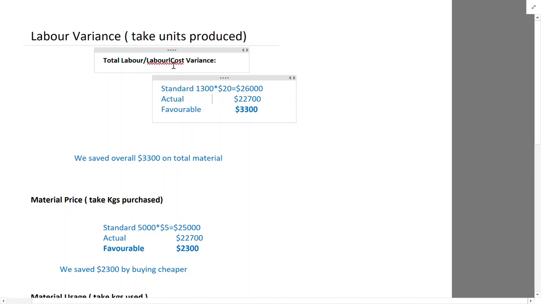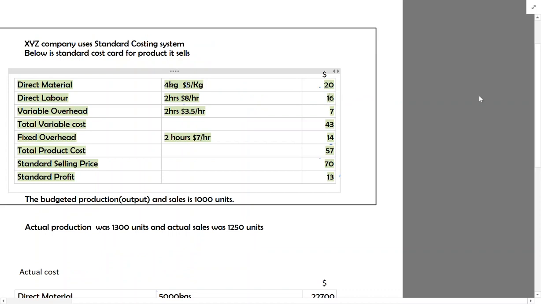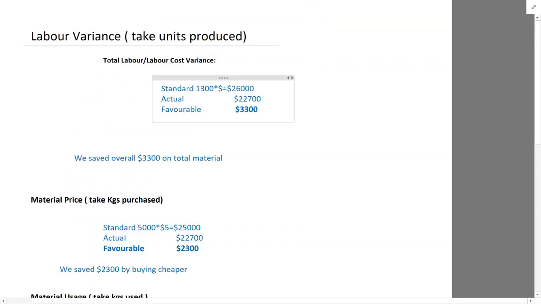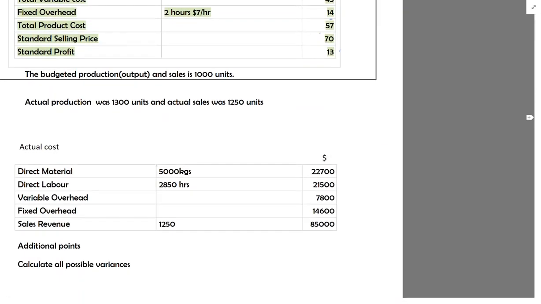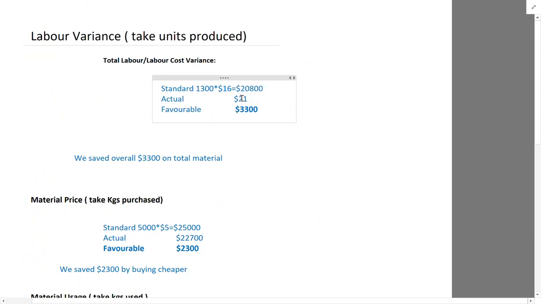1300. What should be the cost per hour per unit in total? 16. So 16. See, I'm just changing a few things. So it should have cost us 20,800, but it actually cost us 21,500, which is more, yeah? Which is adverse. 700.